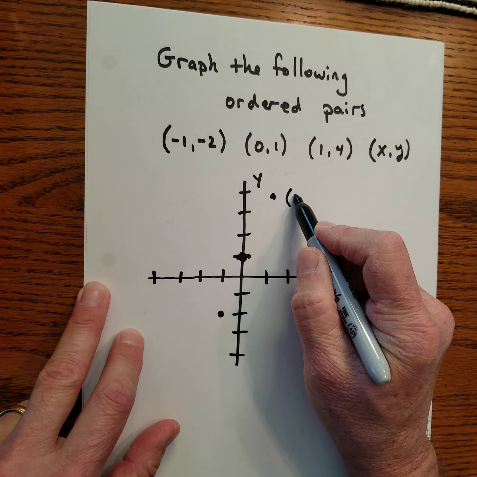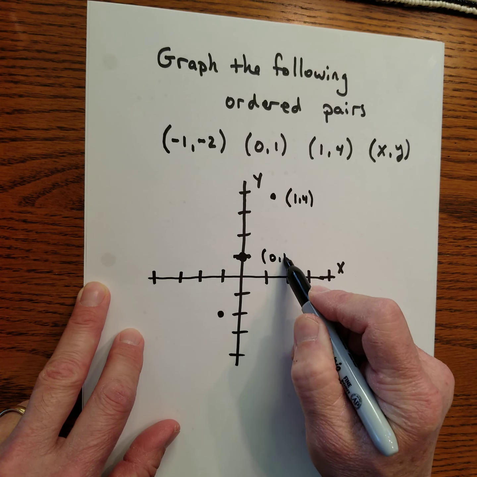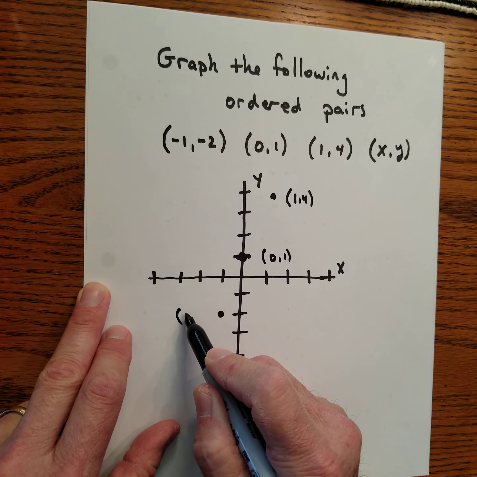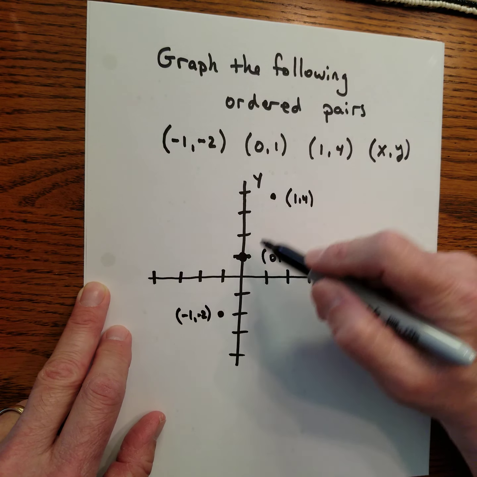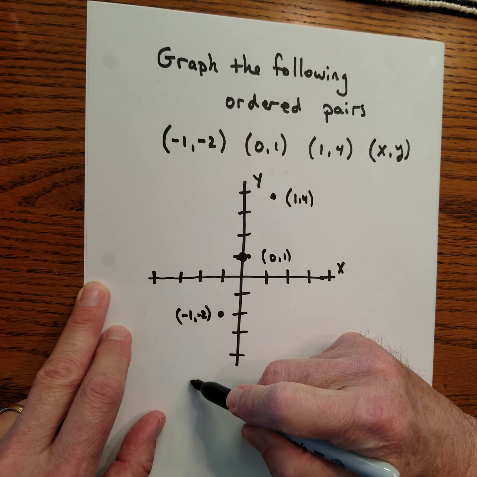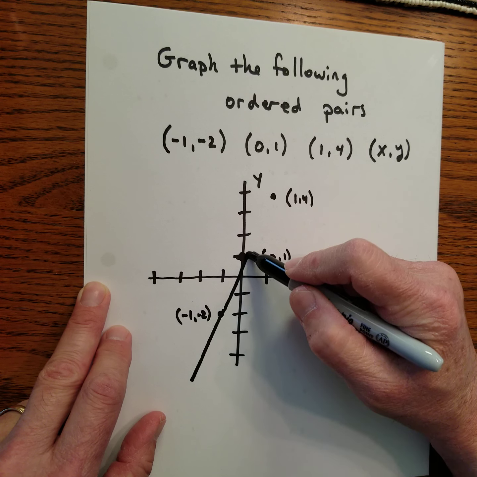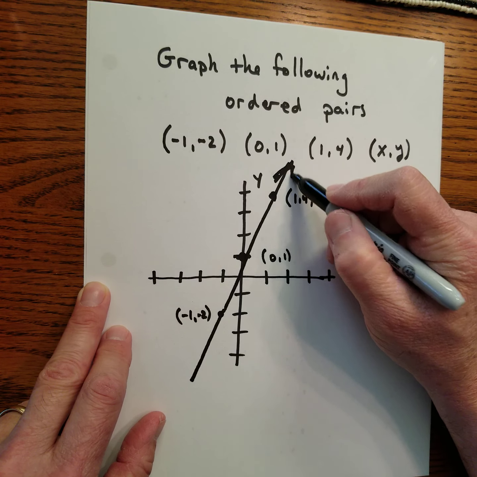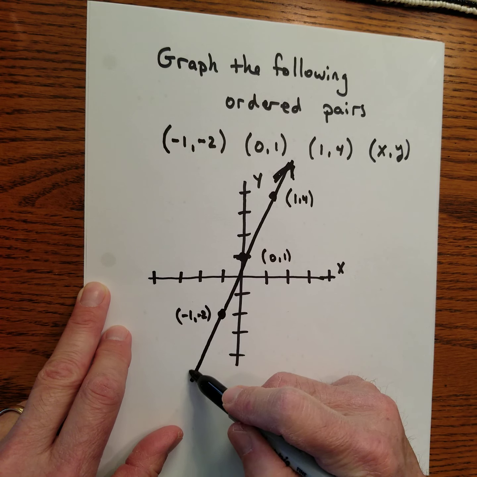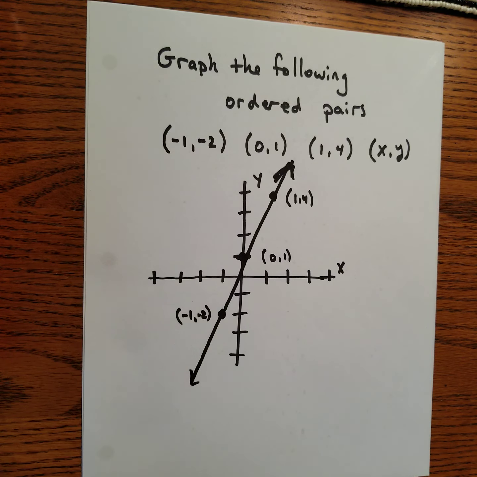Let's label these points. This is the point 1, 4. This is the point 0, 1. This is the point -1, -2. And since those 3 points line up very nicely, let's see if we can draw a nice straight line that connects them. We put arrows on the end to show that that line continues on in both directions. Very nice.